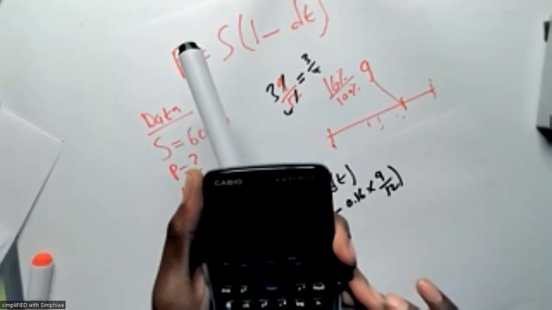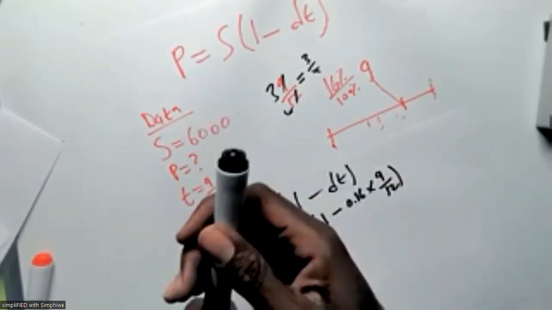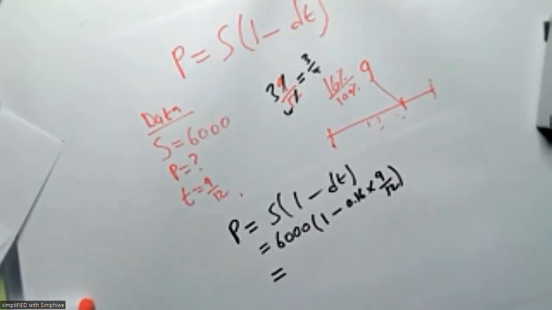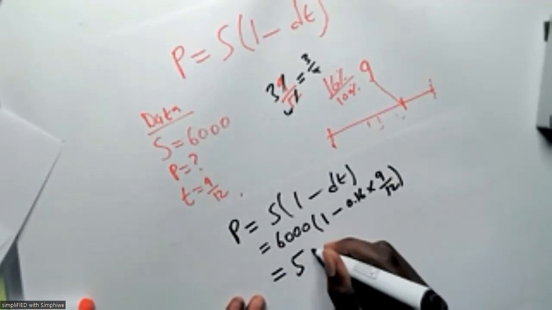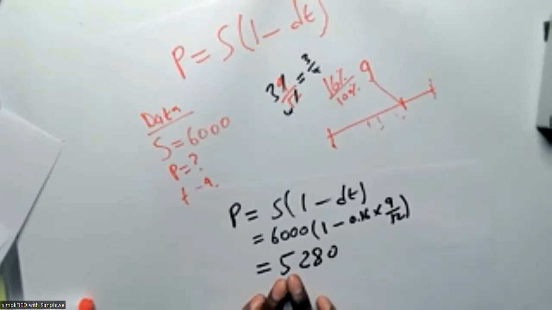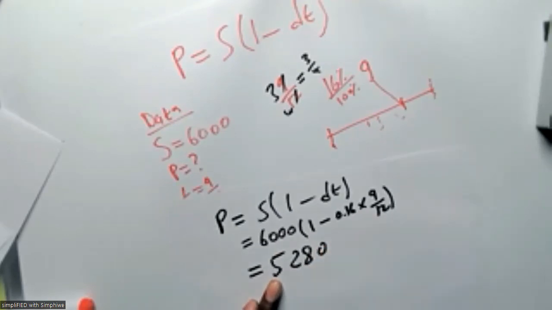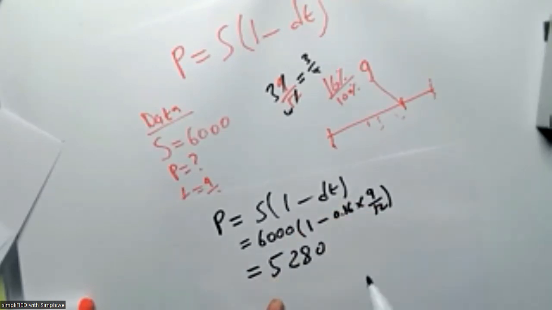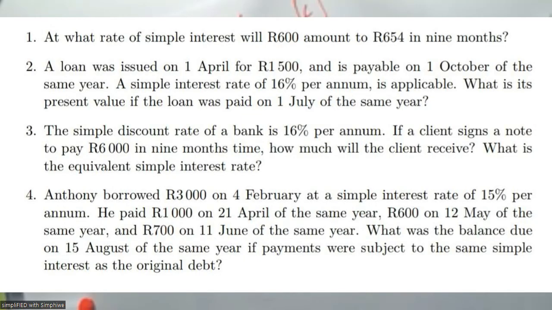So the answer is 5,280. So the person will now receive 5,280. That would be the present value. So the money they are giving them now, the loan, will be 5,280, and then after 9 months they will pay 6,000 rand. That's how it is. The next question is, what is the equivalent simple interest rate?